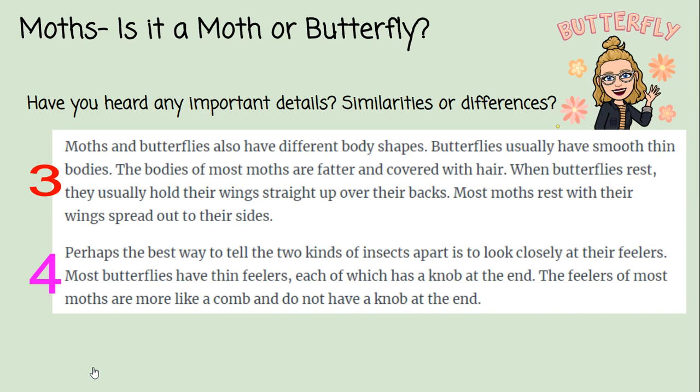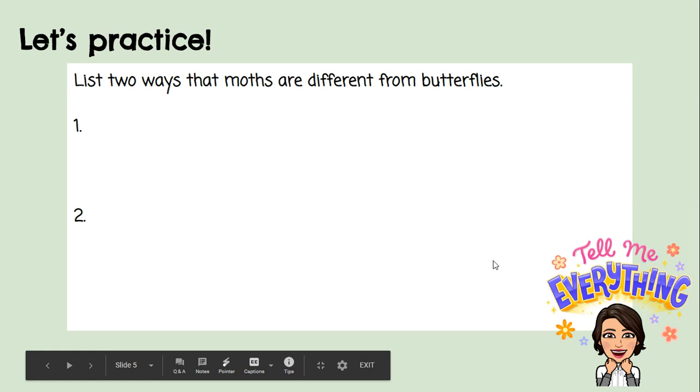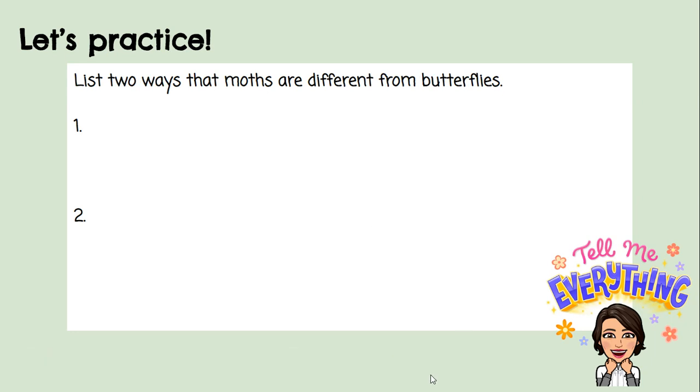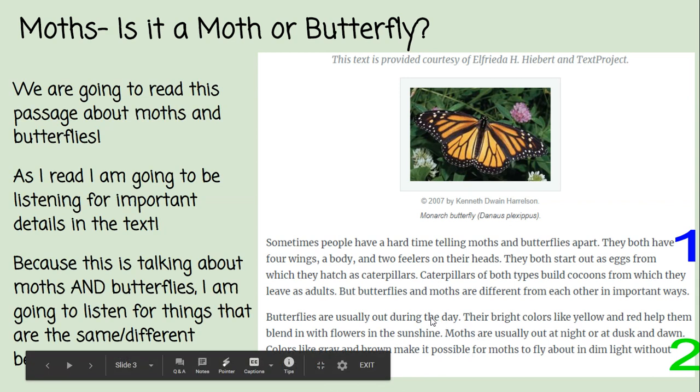Hmm, I already remember some of the differences and some of the similarities of both butterflies and moths. So, this is exactly the work that you're going to be doing. There are 2 ways that moths are different from butterflies. Okay, so I'm going to have to go back to my text. So, how do I list 2 ways? I have to go back to my text. It says, oh, here's one thing: the butterflies are out during the day, but moths are usually out at night or at dusk or dawn. So that's something that I would underline in my text.